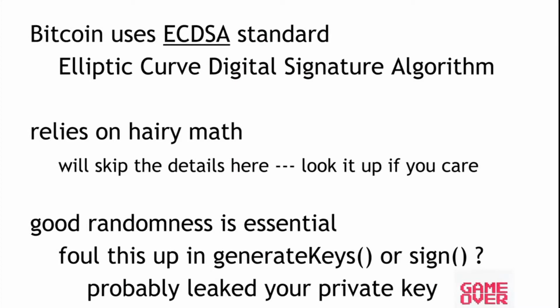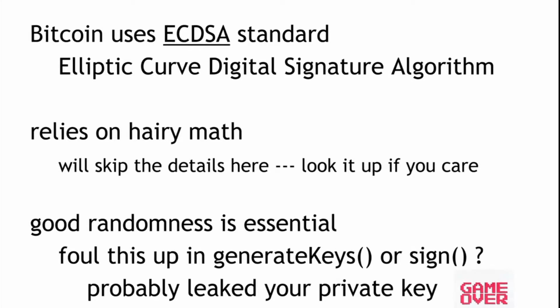Bitcoin uses a particular digital signature scheme that's called ECDSA. That's the elliptic curve digital signature algorithm, and it's a US government standard. And we won't go into all the details of how ECDSA works. It relies on some extremely hairy math. And trust me, you don't want to see all the details of how that works. You can look it up if you're interested. So we'll skip that. One thing I'll note, though, is with ECDSA, good randomness.